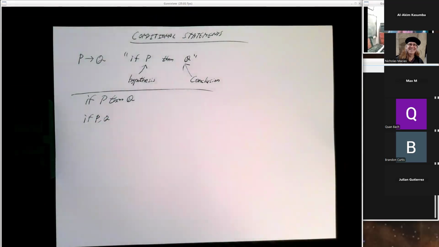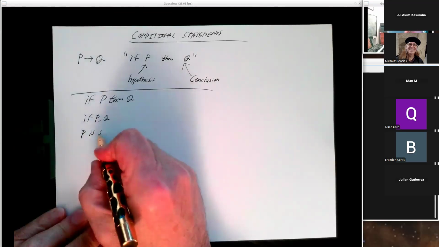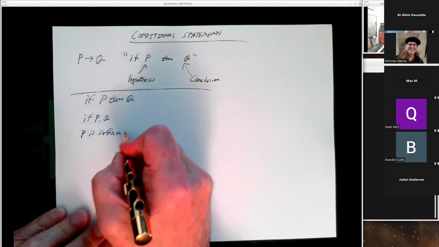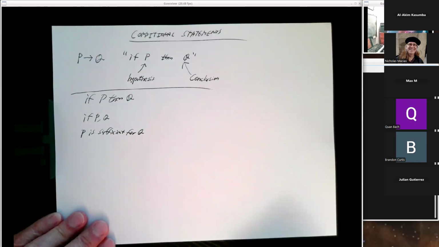If it starts to rain, I'm going inside. Well, what we really mean by that is if it starts to rain, then I'm going inside. We don't always say then. We might just say, if it starts raining, I'm going inside. So we might just say if P, comma, Q. We could say P is sufficient for Q. We don't usually write things like that or say things like that, but P is sufficient for Q, meaning that if P happens, that's it. That's all we need. Q is going to happen.